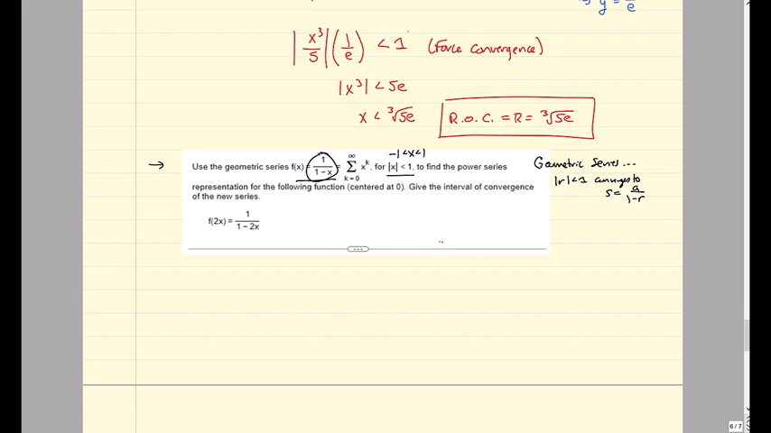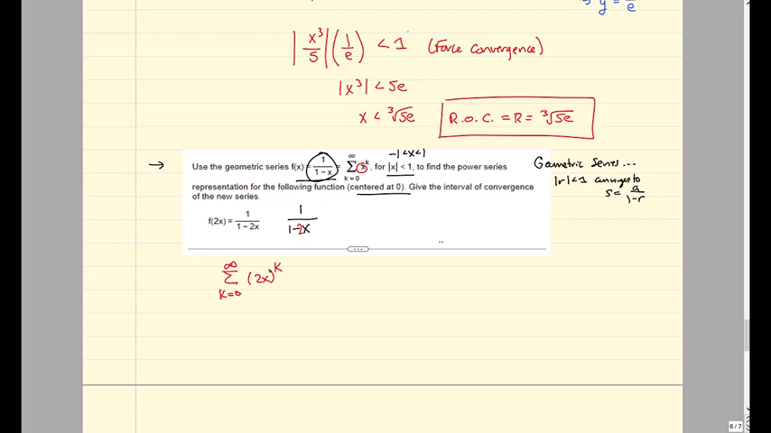Okay, so it says find the power series representation for the following function centered at 0. Give the interval of convergence of the new series. Well, these look almost identical. The only difference is we have a 2 here. So I'm replacing the x with 2x. So I'm going to replace this x with 2x. So this is going to look like k equals 0 to infinity of 2x to the k. That's what I have here.